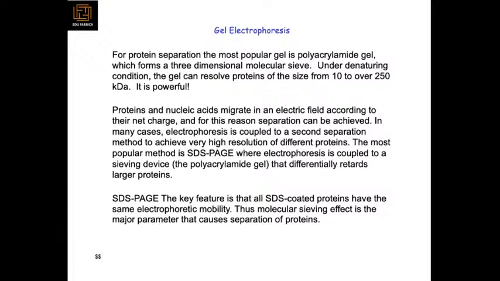So proteins and nucleic acids migrate in an electric field according to the net charge, and for this reason separations can be achieved. In many cases, electrophoresis is coupled to a second separation method to achieve very high resolution of different proteins. The most popular method is SDS-PAGE, where electrophoresis is coupled to a sieving device that differentially retards large proteins.